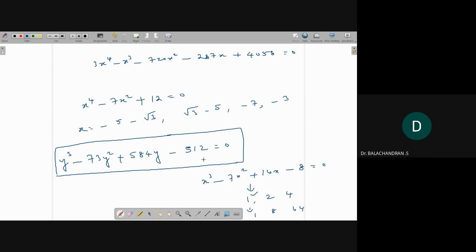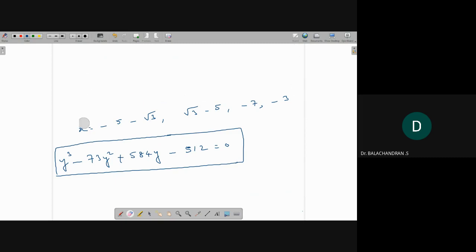So anyway, he is logically correct. But I don't know whether they will accept it or not, because we need to use the transformation. So that's why I told him not to use this method. But anyway, you can easily cross check whether your answer is correct or not using this method.